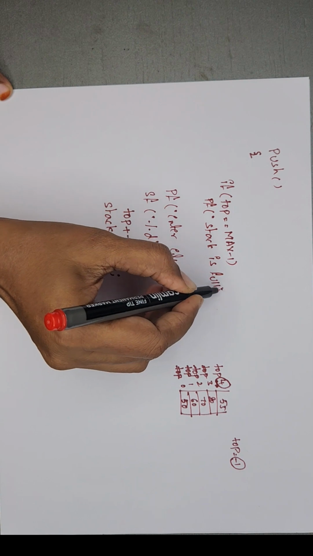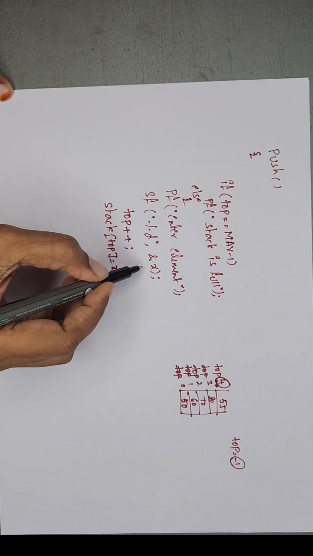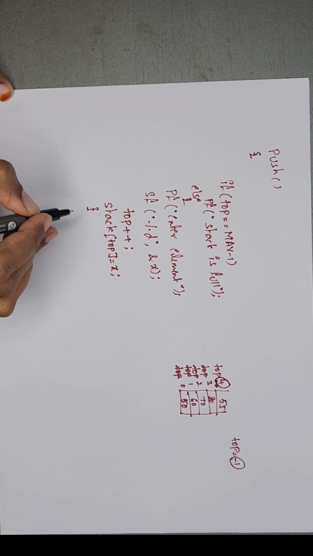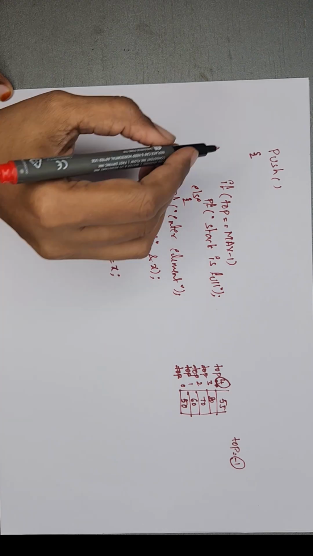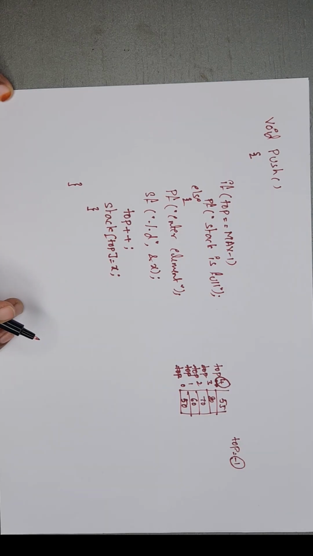So if not full, then we can insert the element. Else, read one element, increment top value by 1. In that location we can insert. So close else part and push function. We are not returning any value. So the return type of push function is void.